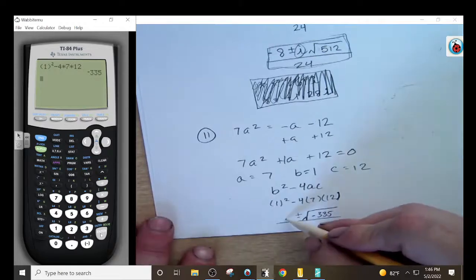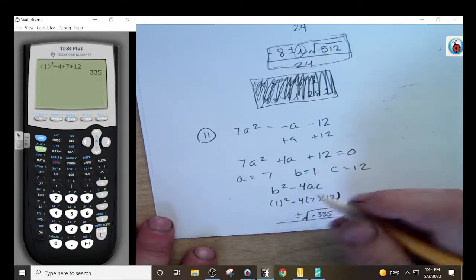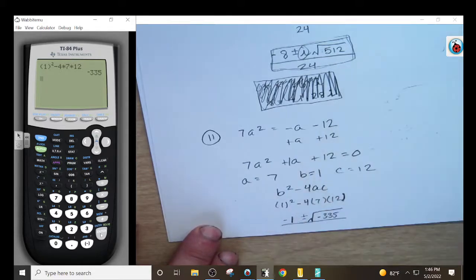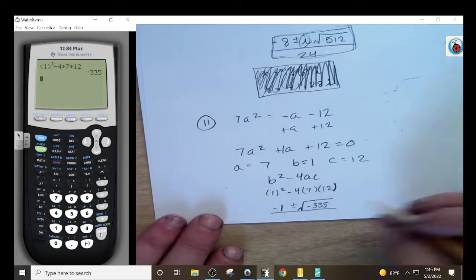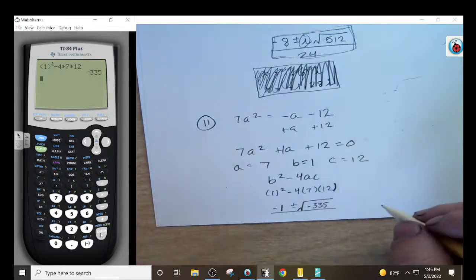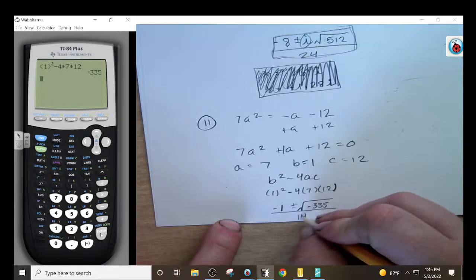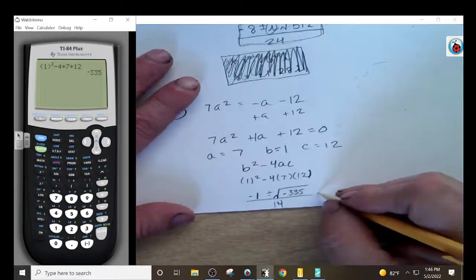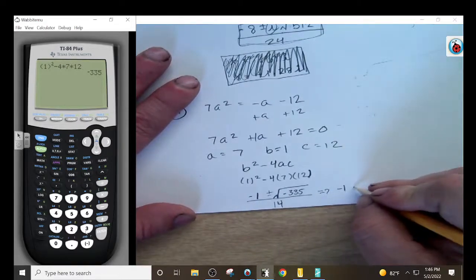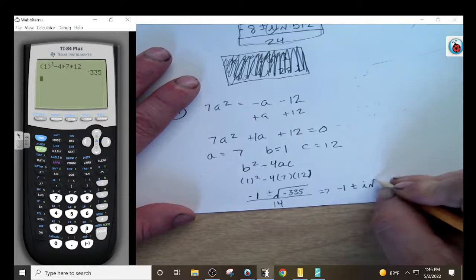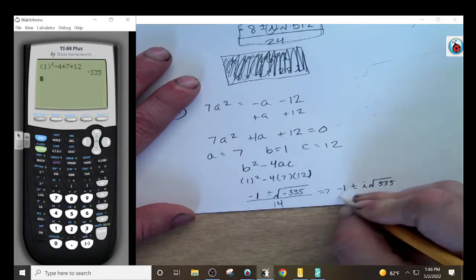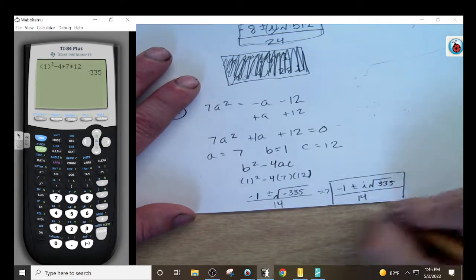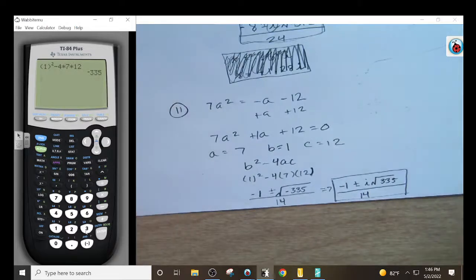Now, what goes out here, remember, is the opposite of b, so that's -1, because b is +1. So -1 plus or minus. And down here is 2 times a, so 2 times 7 is 14. Guys, we do have imaginary solutions, so we're going to leave it like this. We're going to write it as -1 plus or minus i square root of 335, because we're not doing that splitting the complex. Just leave it like that.